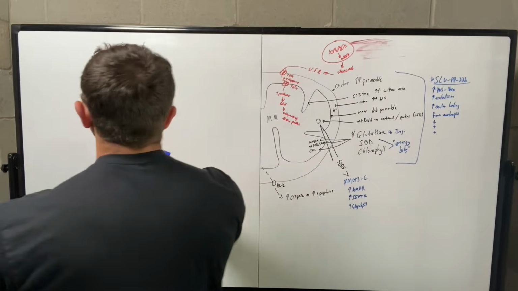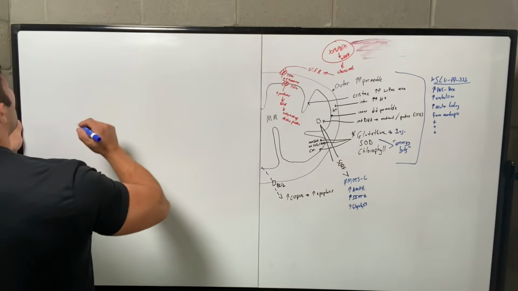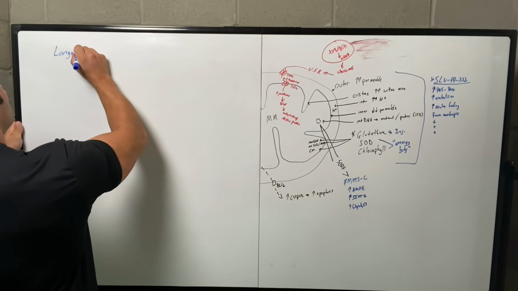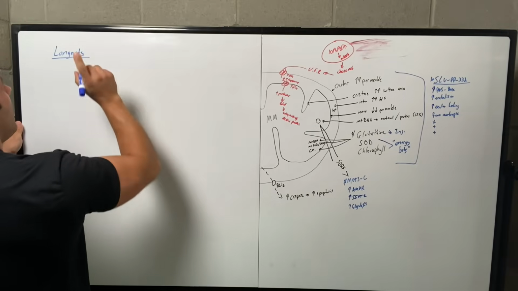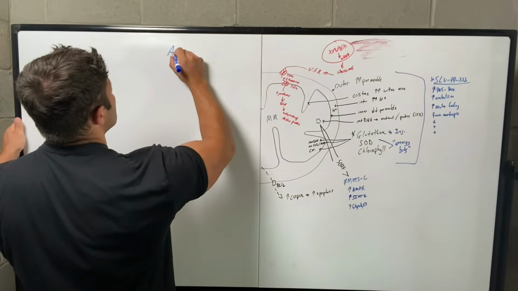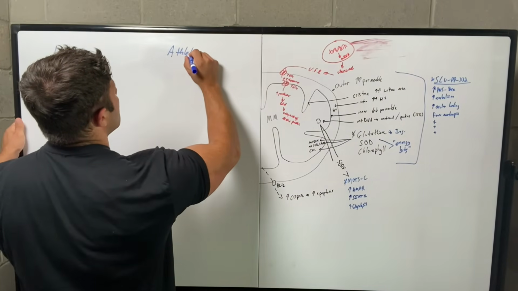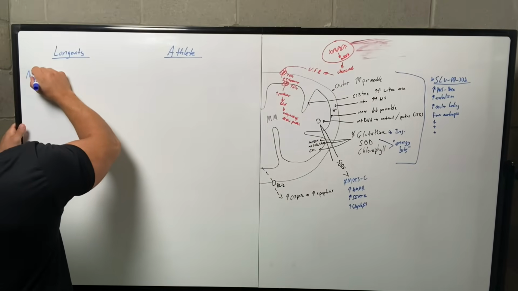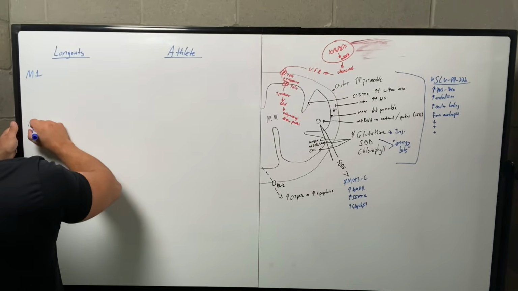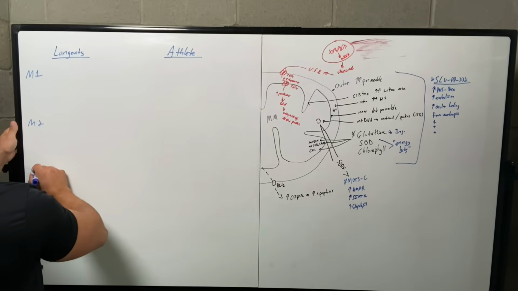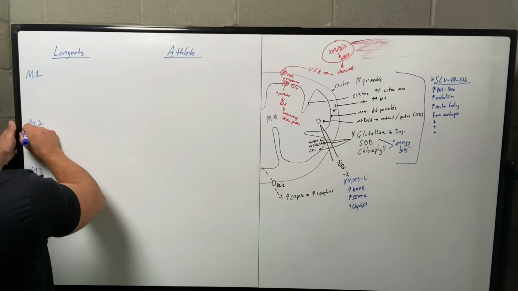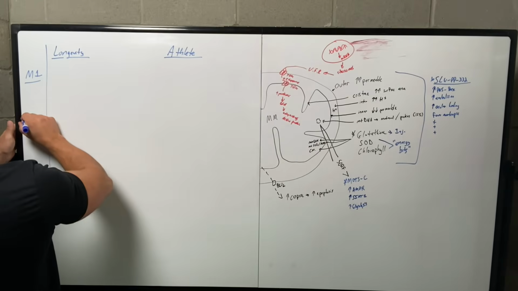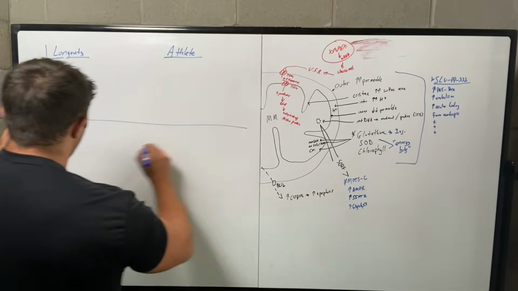We're going to say we have someone over here. We're going to say their goal is really longevity, right? Versus the athlete over here, okay? And we're going to say something like month 1, month 2, and then month 3, just to make it a little bit easier to follow along.